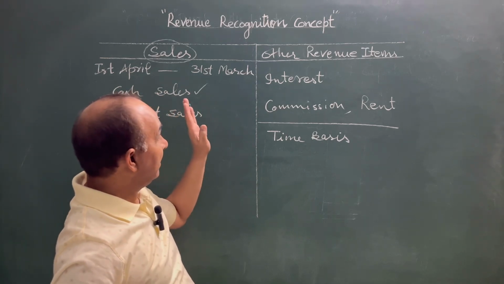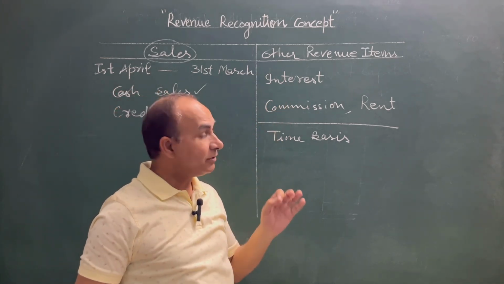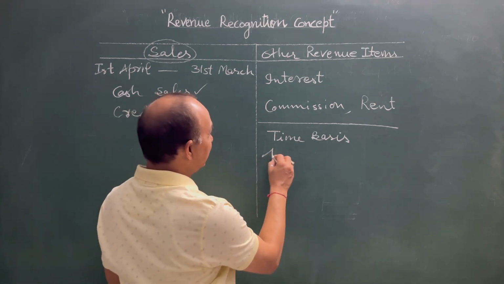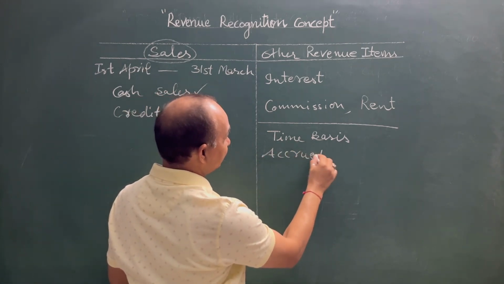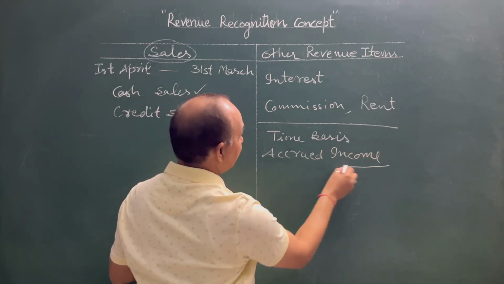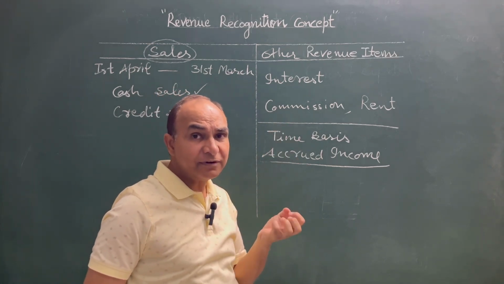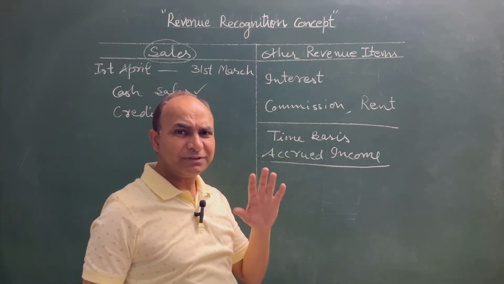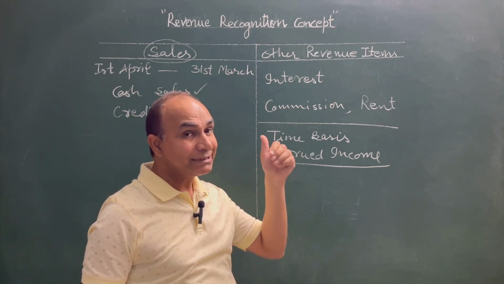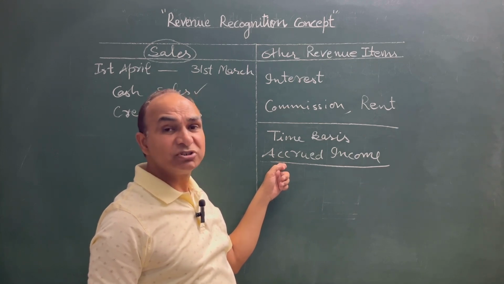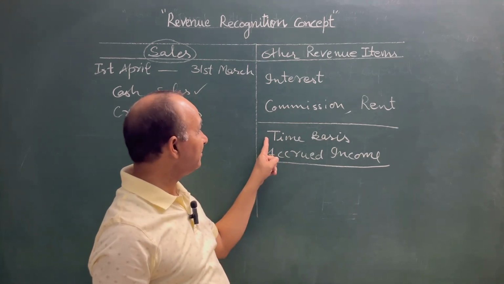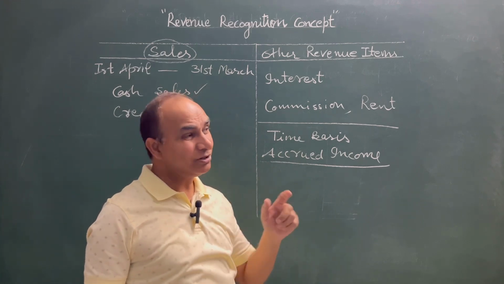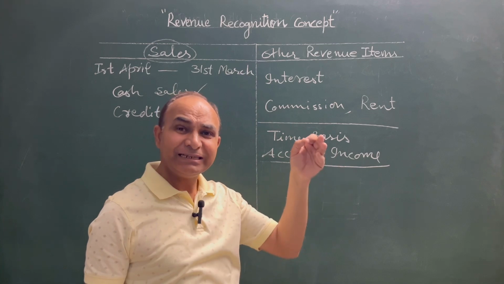For example, interest and commission for the month of March earned but not yet received, that is called accrued income. Try to understand this, students. That is called accrued income. I tell you again, commission earned for the month of March. Earned means we are entitled to claim that commission. But the amount of that commission is not yet received, that will be received in the next accounting period. This is termed as accrued commission or accrued income. Remember one thing, I told you it is based on time. So that will be considered as the revenue of March, not of April, when the amount will actually be received.